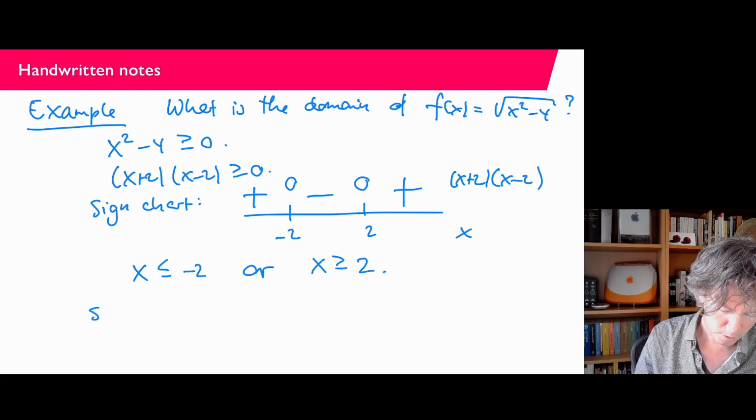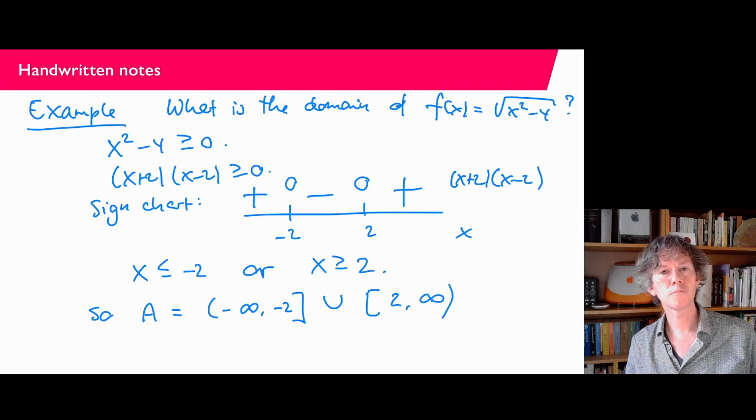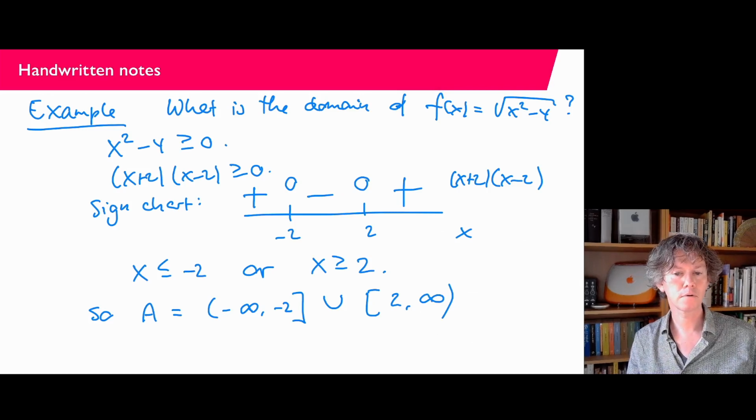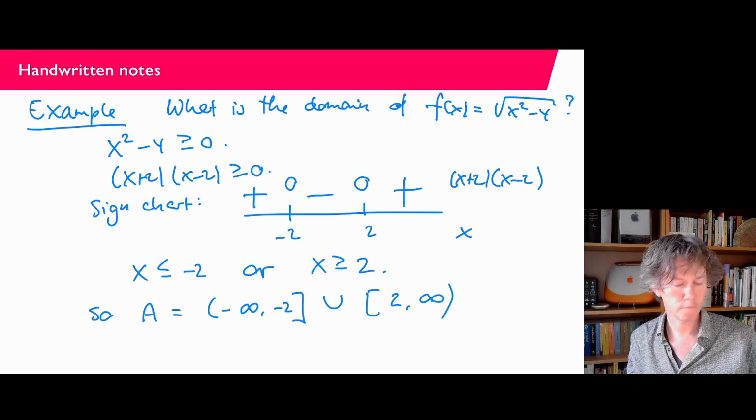So the domain A equals minus infinity up to minus 2, and minus 2 is included, and then union 2 to infinity. So the elements can come either out of the left interval or out of the right interval, and we put them all together, and that's the domain of this function.